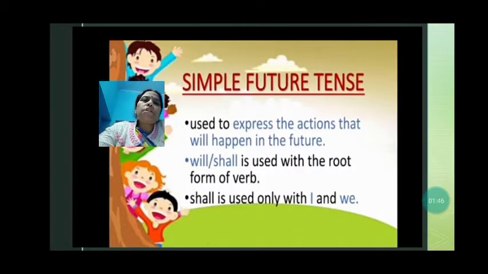So simple future tense is used to express the actions that will happen in the future. Will or shall is used with the root form or base form of the verb. Shall is used only with I and we. So children, we have read that shall is used only with I and we.